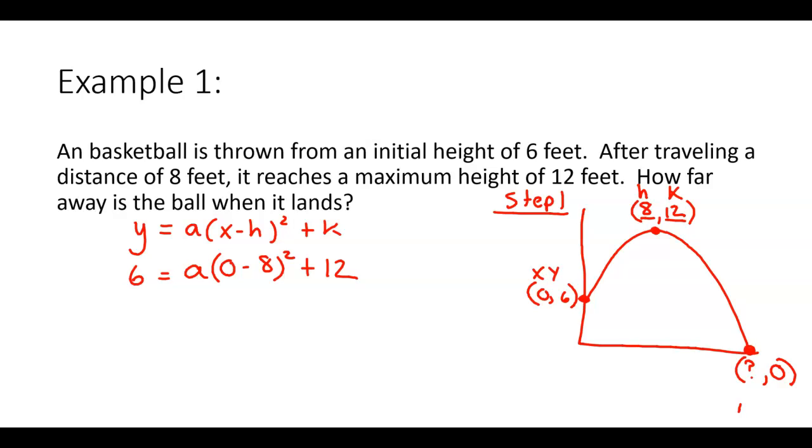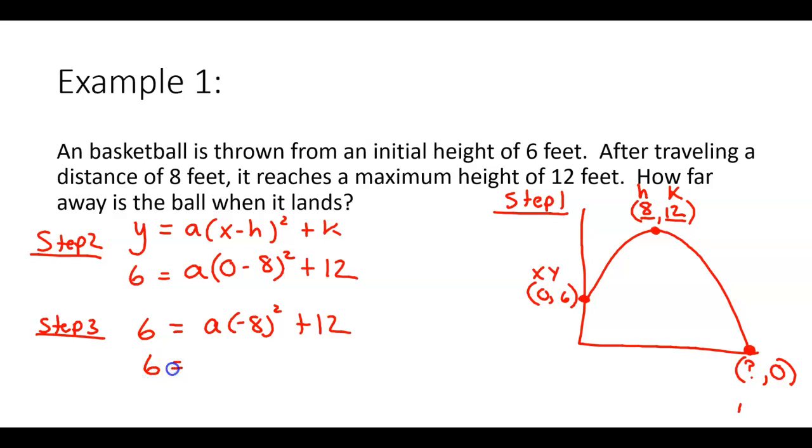So this is step 2. Just plugging in your numbers, right? So step 3, we want to solve for a. So here we go. 6 equals a times negative 8. Negative 8 to the second power is 64.